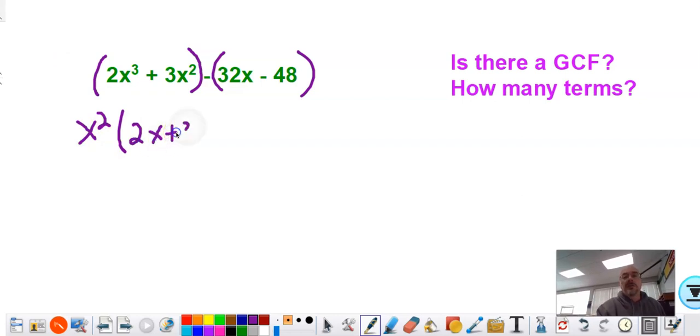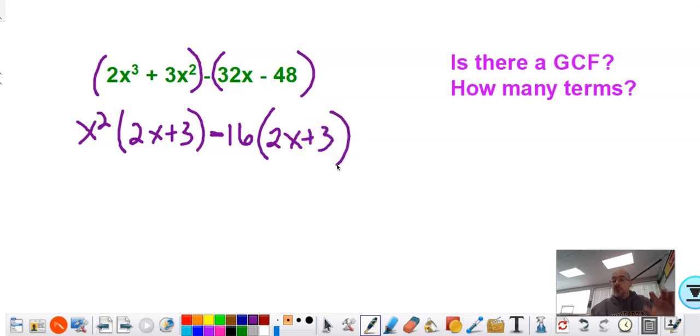2x plus 3 minus. Whoops, I need to leave a little space there. So what am I going to pull out? What's the GCF of 32x minus 48? Well, now notice I got a minus here. That would be a 16. Now, when I make this, again, I want to have a matching binomial, right? So this is going to be 2x plus 3. So use that first factor as a guide for the next one.